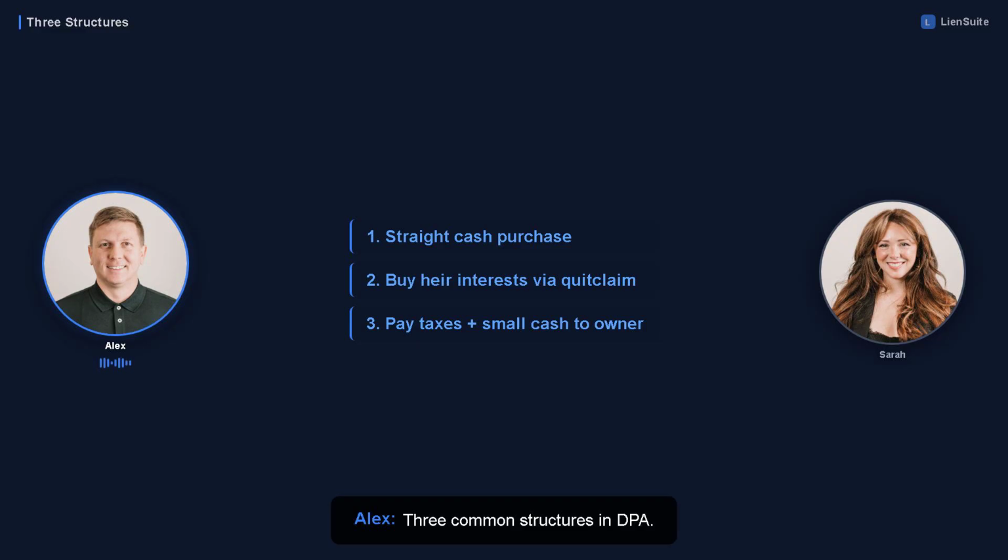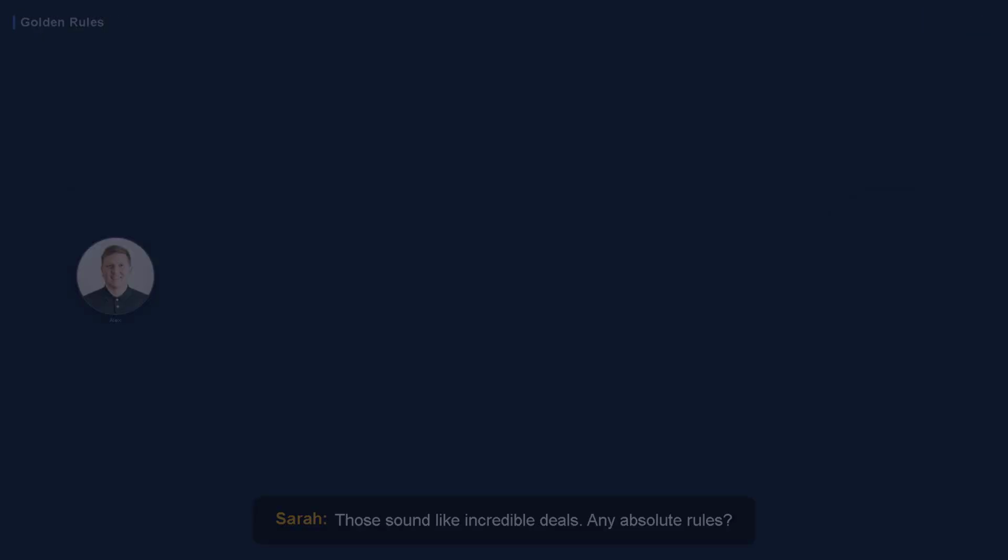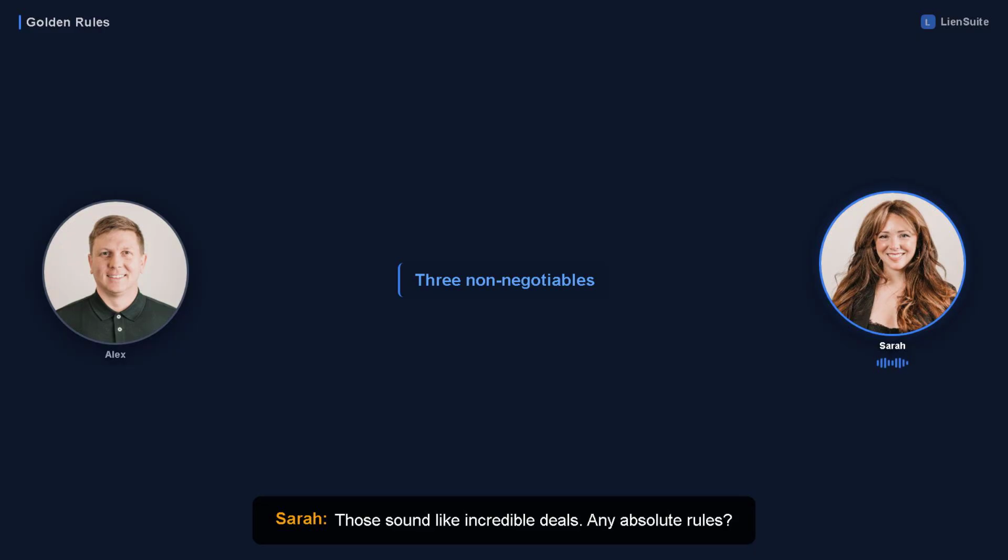And third, sometimes you just pay off the back taxes plus a small cash payment to the owner. The property might only owe $8,000 in taxes on a $100,000 property. You pay the taxes, give the owner a few thousand, and you've acquired it for a fraction of its value. Those sound like incredible deals. Are there any rules I should absolutely follow?